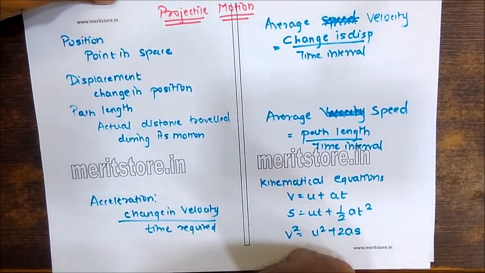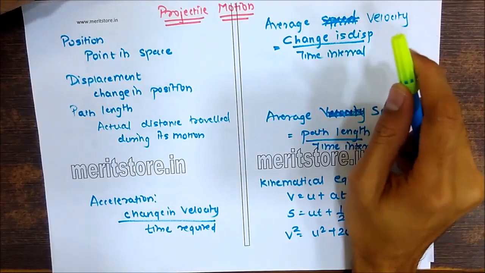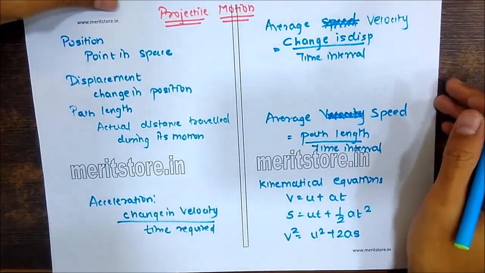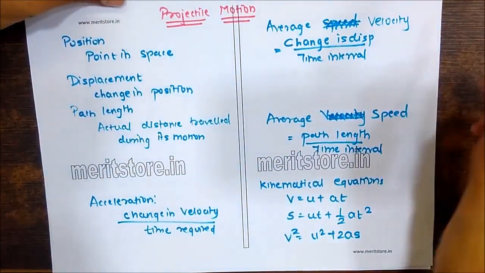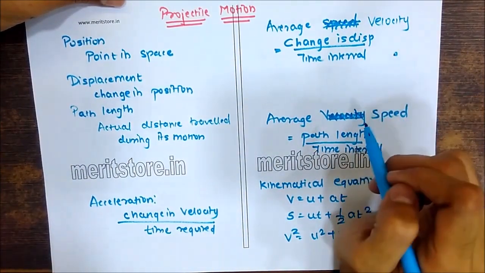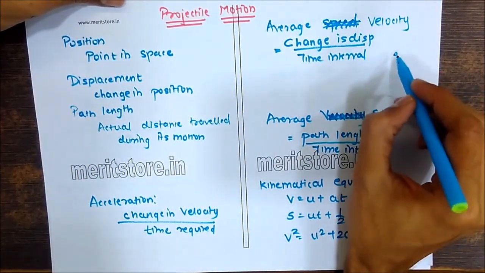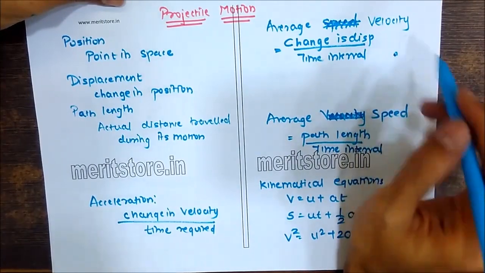So the position can be of a point object that can be in a space. For a better definition of a position, we can define the position of any object in space as that point in space at that instance of time.